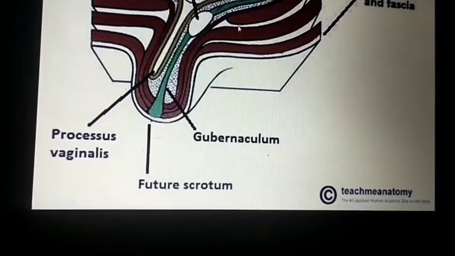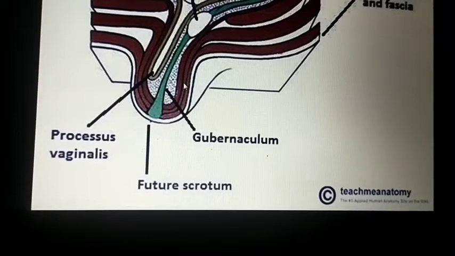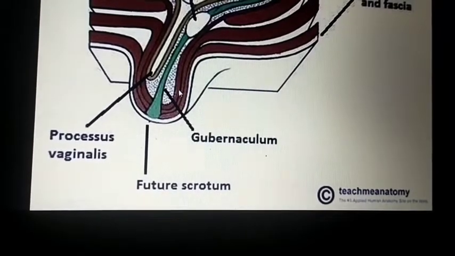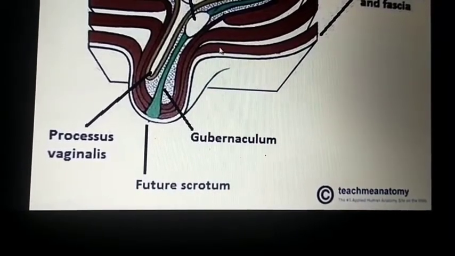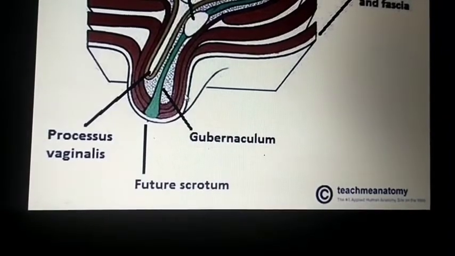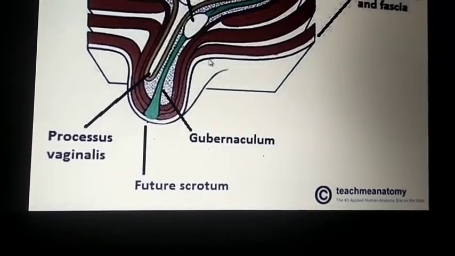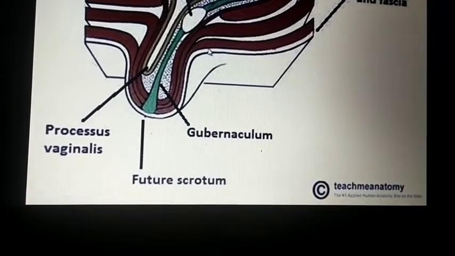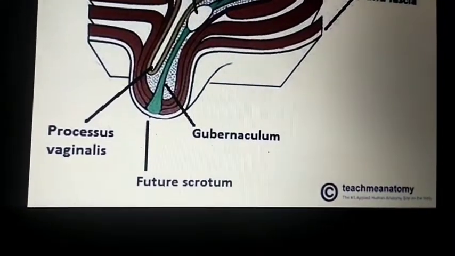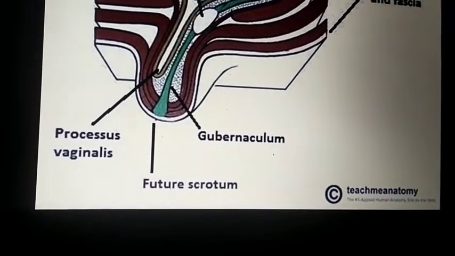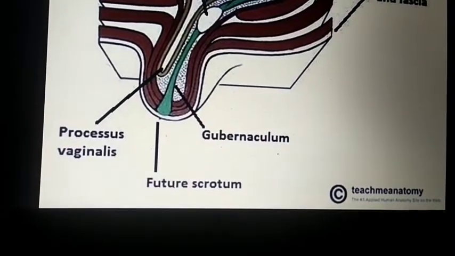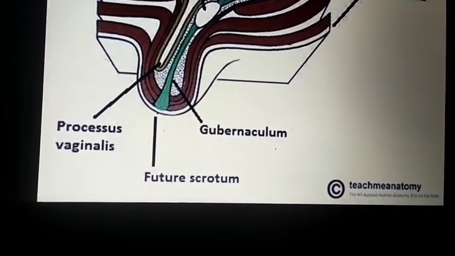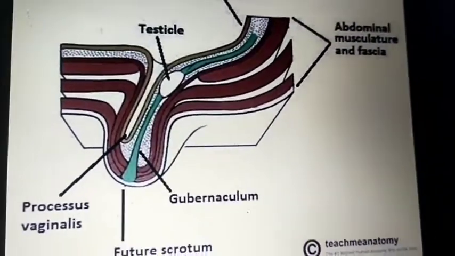Internal oblique muscle and transverse abdominis muscle form the cremaster muscle and fascia, and external oblique muscles form the external spermatic fascia. Then this is the skin and superficial fascia, or fascia of Camper. Camper first, C comes first, then comes the S, Camper and Scarpa, that forms the dartos muscle and fascia.